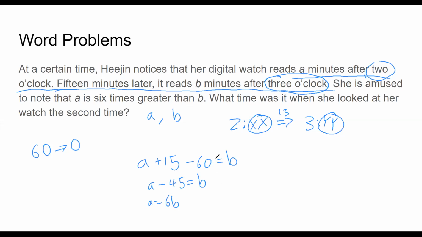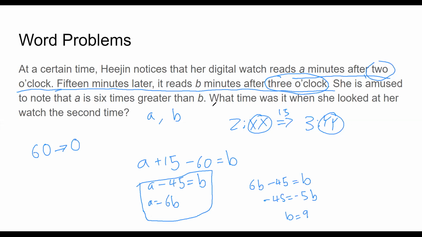And then now we can solve this equation, right? Because we have this system of equations. So we have the value of A as 6B, so we can just plug it in to this equation. You get 6B minus 45 equals B, negative 45 equals negative 5B, which gives us B is equal to 9.